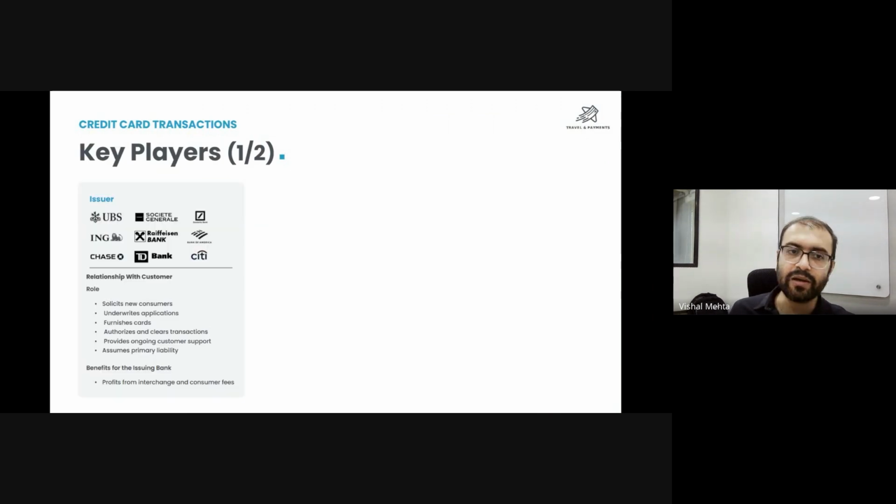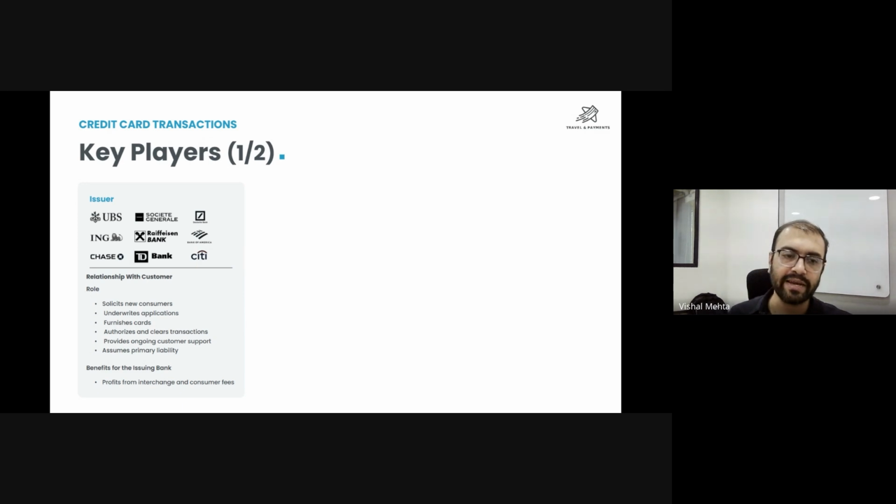So who are the key players in any credit card transaction? The first key player is the issuer. The issuer is for people like you and me as individuals. When we receive a card from a bank, that is called the issuing bank. Typical examples of issuing banks: UBS, Deutsche Bank. Back home in Southeast Asia, you have DBS, UOB, OCBC. In India, you have HDFC Bank, ICICI Bank. These are all typical issuers.